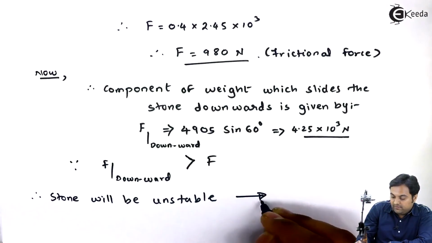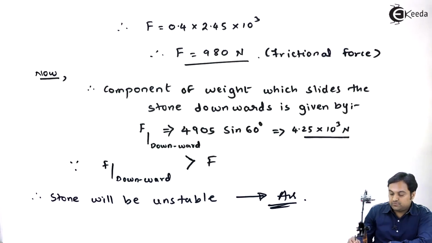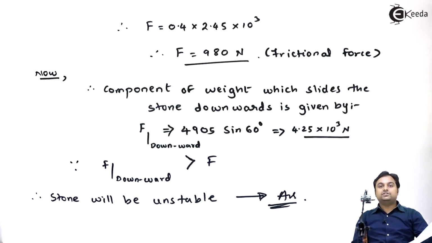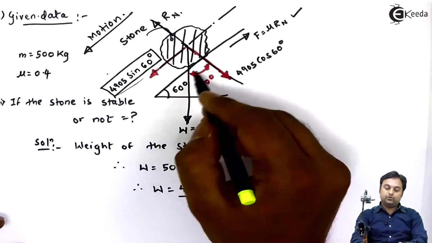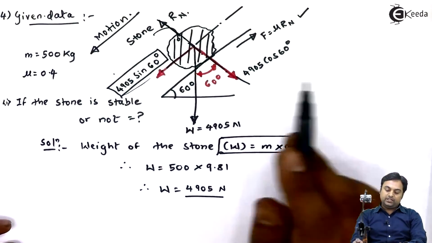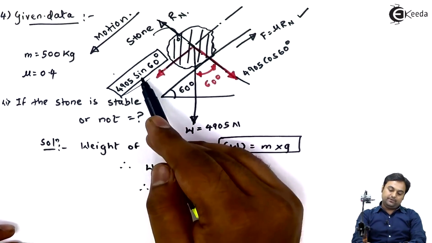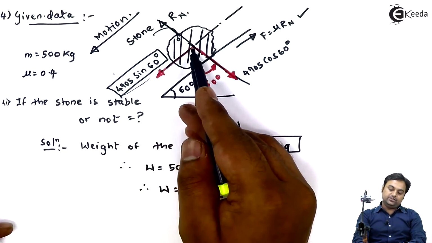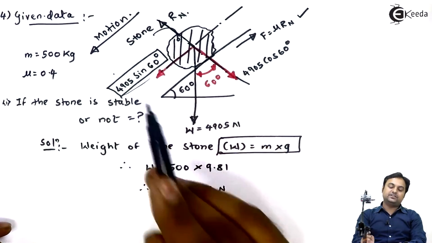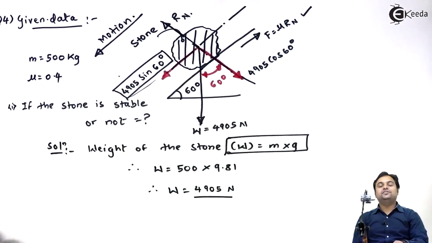and that will be our answer, because in this question they were telling us to just say that if the stone will remain stable or not. Now we have seen the frictional force is less, downward force is more, and because of this downward quantity the stone would be sliding in its direction. And with this we complete the fourth problem.